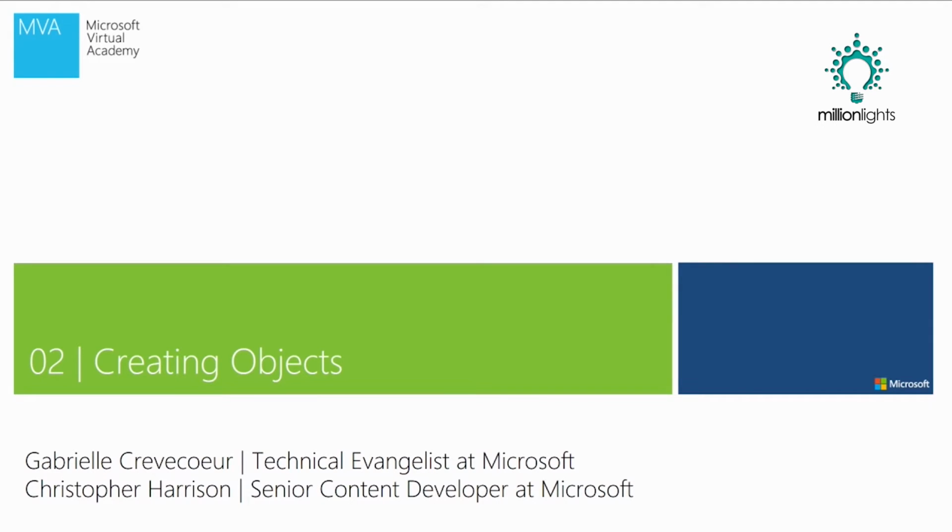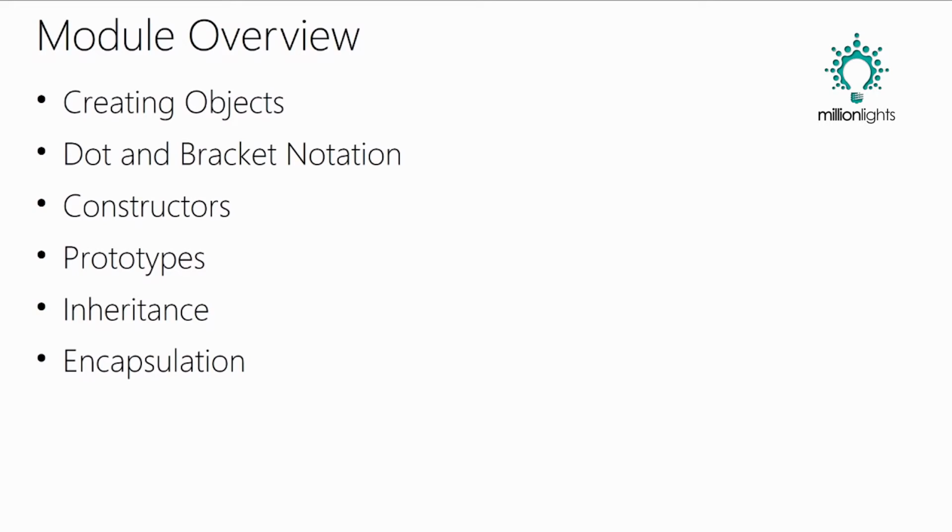So in that last module, we took a look at how to set up enclosures and functions and get rolling down that path. And now we're going to talk about what JavaScript calls objects. So as you said, we're going to go into the object-oriented programming of JavaScript. It's not exactly everything you think it is, but it's kind of similar. So we'll be talking about creating objects, the dot and bracket notation, how to create constructors, prototypes, and inheritance and encapsulation, and how it works within JavaScript.